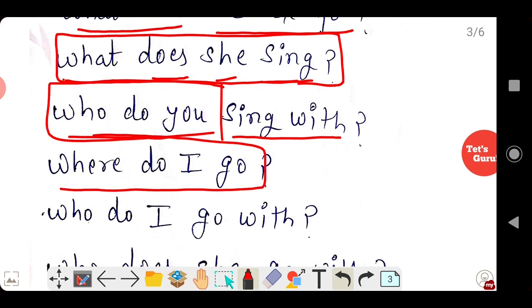Next, where do I go? This is very common. Where do I go? Where do you go? Where do they go?